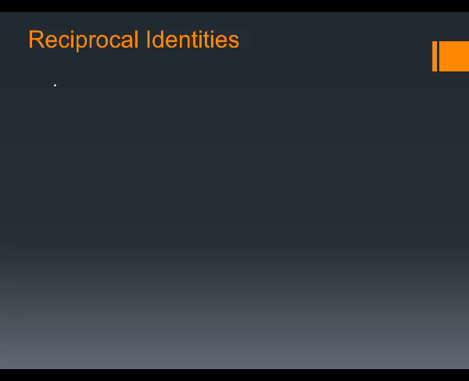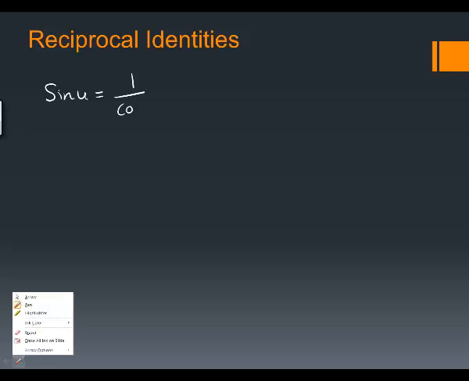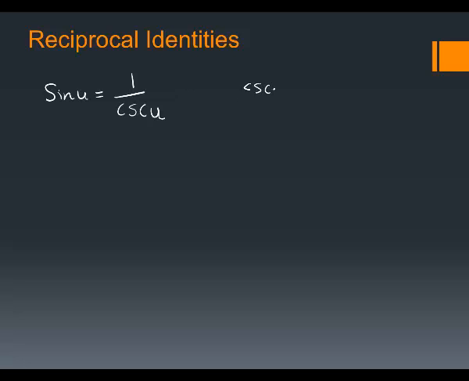are reciprocal identities. Hopefully we remember that sine can be written as 1 over cosecant U, and vice versa, cosecant of U can equal 1 over sine of U, which you are familiar with. This one you are a little bit unfamiliar with.